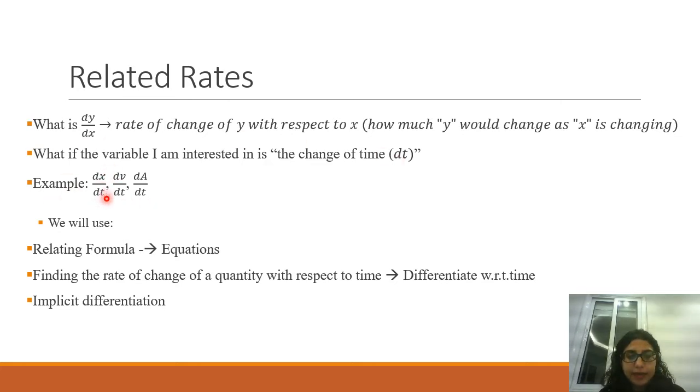Examples of this are dx by dt, the change in x as time changes, dV by dt, the change in volume as time is changing, and dA by dt, the change in area as time is changing.